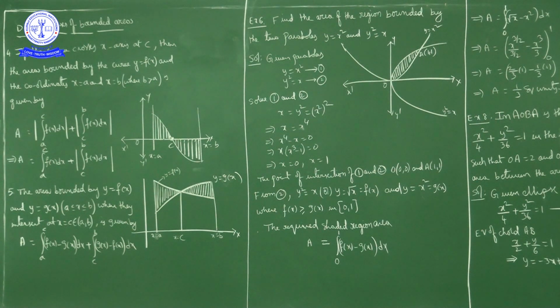Okay, now when two curves are intersecting at a and b, the shaded region area is equal to integral a to b upper curve minus lower curve. Now when two curves are intersecting at c, suppose from a to c f of x is the upper curve and g of x is the lower curve, and from c to b g of x is the upper curve and f of x is the lower curve. In such a case, the bounded region area, the shaded region area, is equal to integral a to c upper curve f of x minus lower curve g of x dx, plus integral c to b upper curve g of x minus lower curve f of x dx.